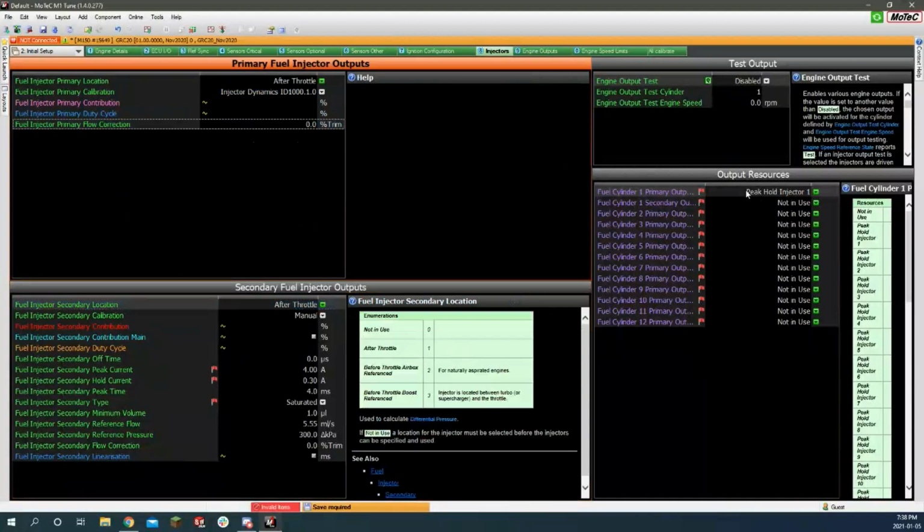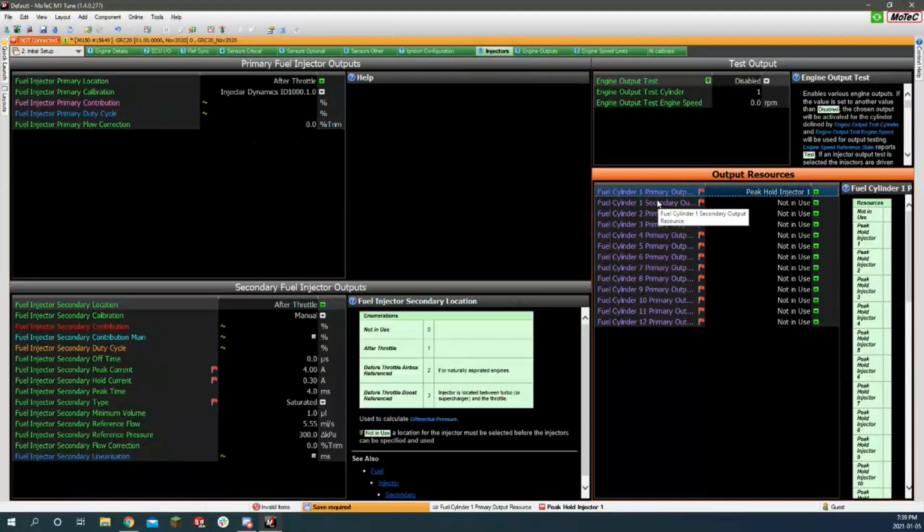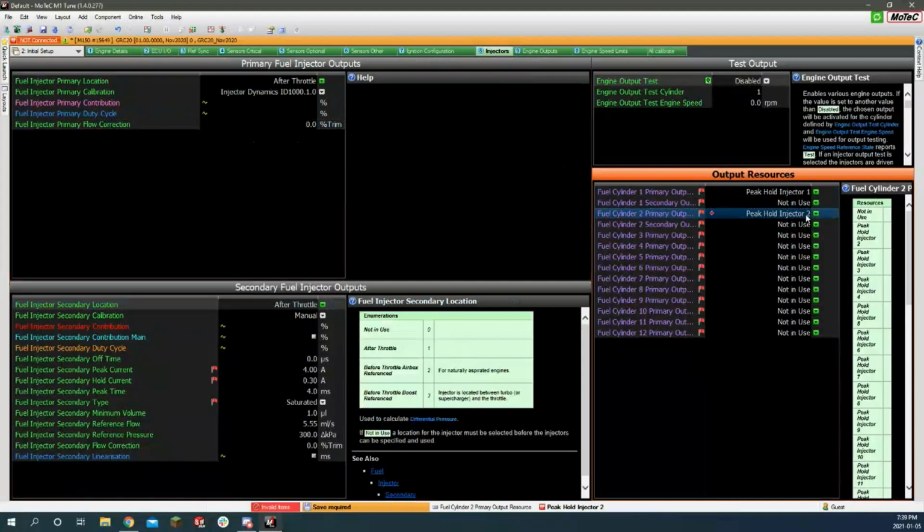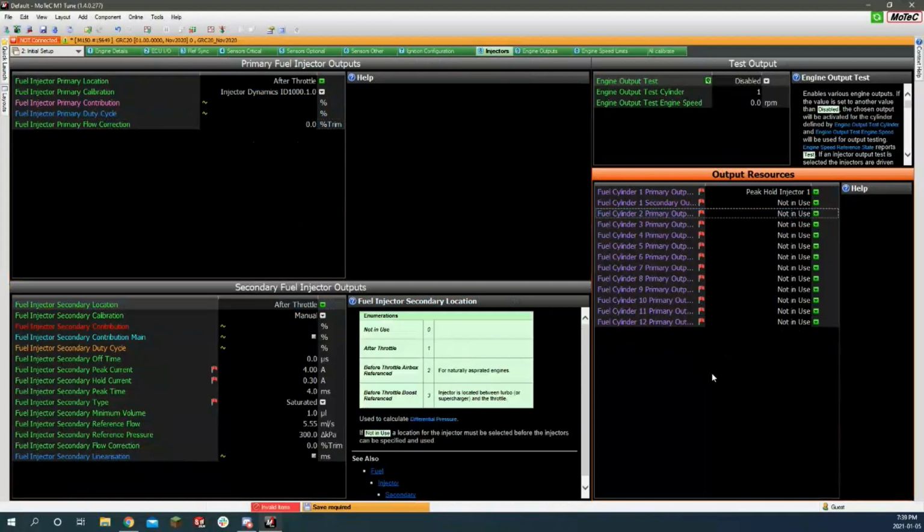Again, the output gives you another place to choose the output. It's sort of redundant, but it makes sure you get it. Injectors 2 through 12 are not being used. You can have a secondary output for each one as well. If you choose that, it gives you the option to add a secondary injector. That's good for staged injection, very high-powered engines.